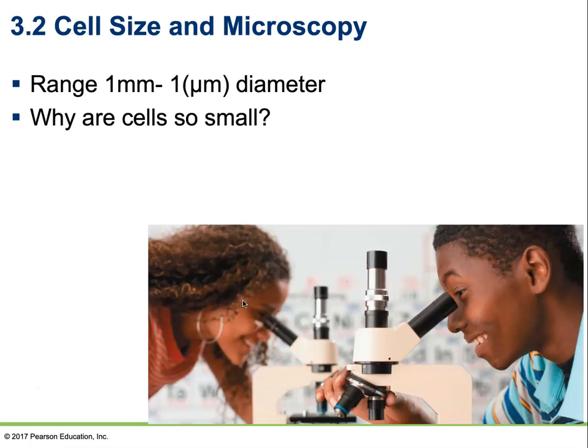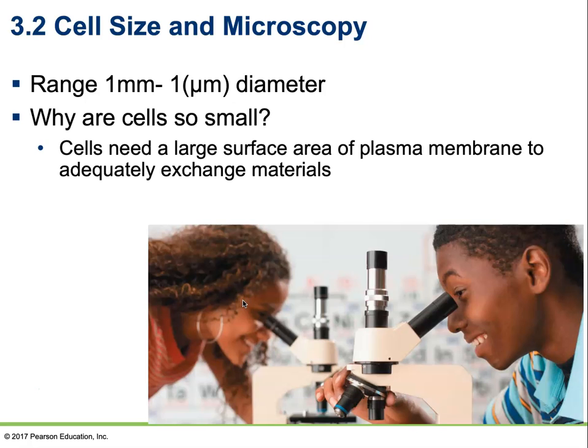And I would really like you to take the time to pause here and write your own explanation for why cells are so stinking small. But the reason why cells are so small is because they need a large surface area of plasma membrane to adequately exchange materials. Cells use their plasma membrane, that's the coating on the outside of the cell, in order to exchange materials such as nutrients and waste with their environment.